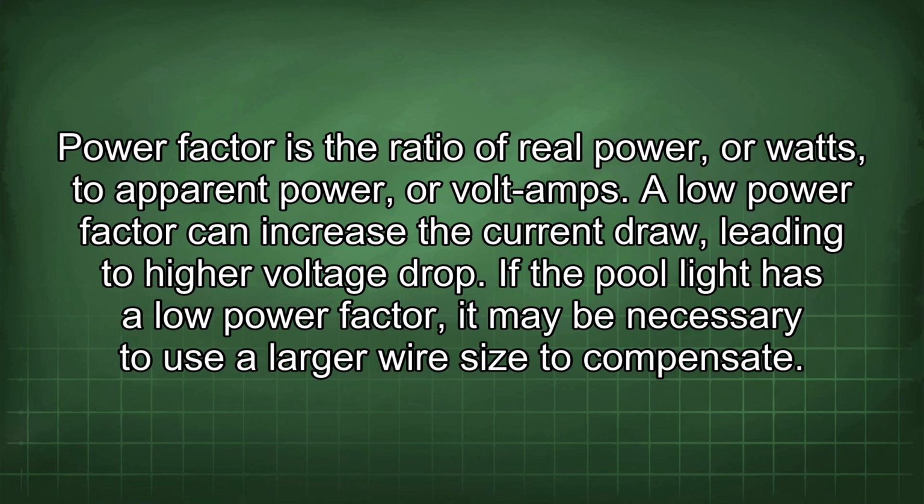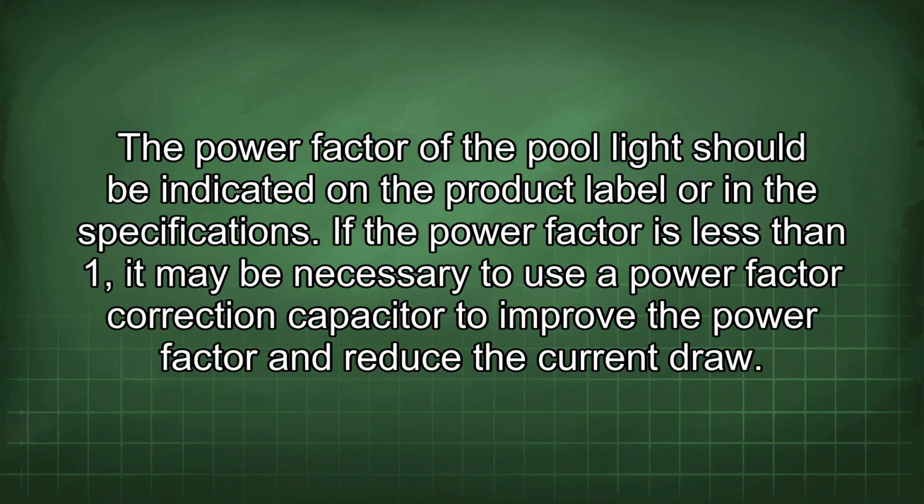If the pool light has a low power factor, it may be necessary to use a larger wire size to compensate. The power factor of the pool light should be indicated on the product label or in the specifications. If the power factor is less than 1, it may be necessary to use a power factor correction capacitor to improve the power factor and reduce the current draw.